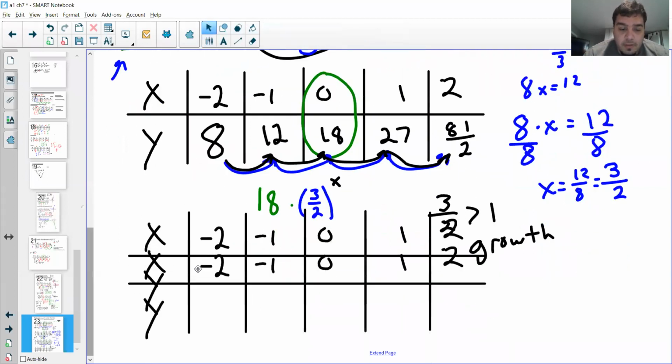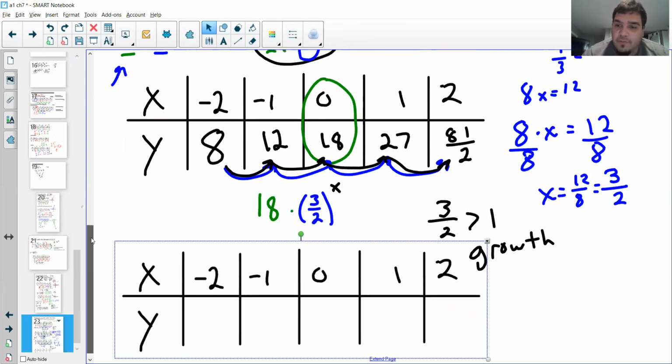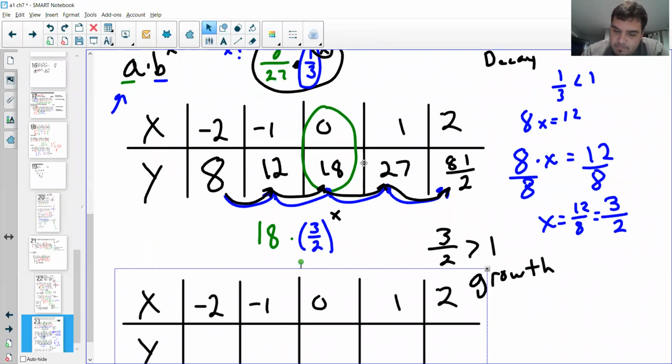Wait, I have a question. How did you get 3 over 2? In the blue, I got 3 over 2. I know, I still don't get it though. Oh, so there's a couple of things I did.